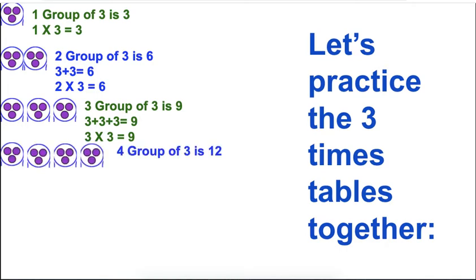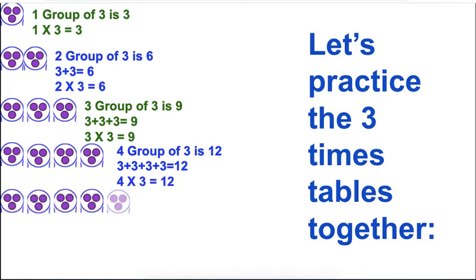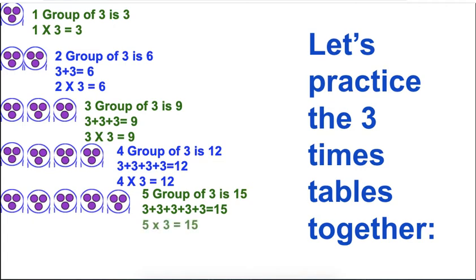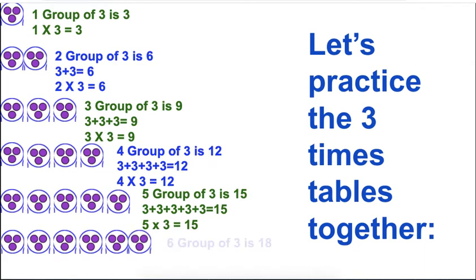4 groups of 3 is 12. So 3 plus 3 plus 3 plus 3 is 12, and 4 times 3 is 12. 5 groups of 3 is 15, and there you can see plussing all the 3's, and 5 times 3 is 15. So the next is 6 groups of 3 is 18, repeated addition, and 6 times 3, so all of them equal 18.